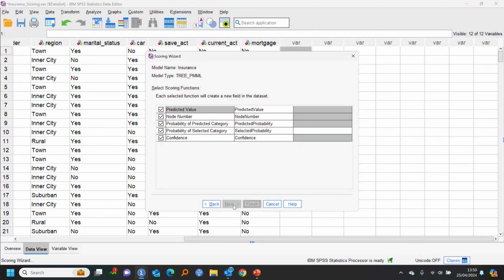Hit next. This is what do you want me to produce? Well, I want you to produce the predicted value, i.e. whether you're yes or no, or a 1 or a 2. I want to see the node number.